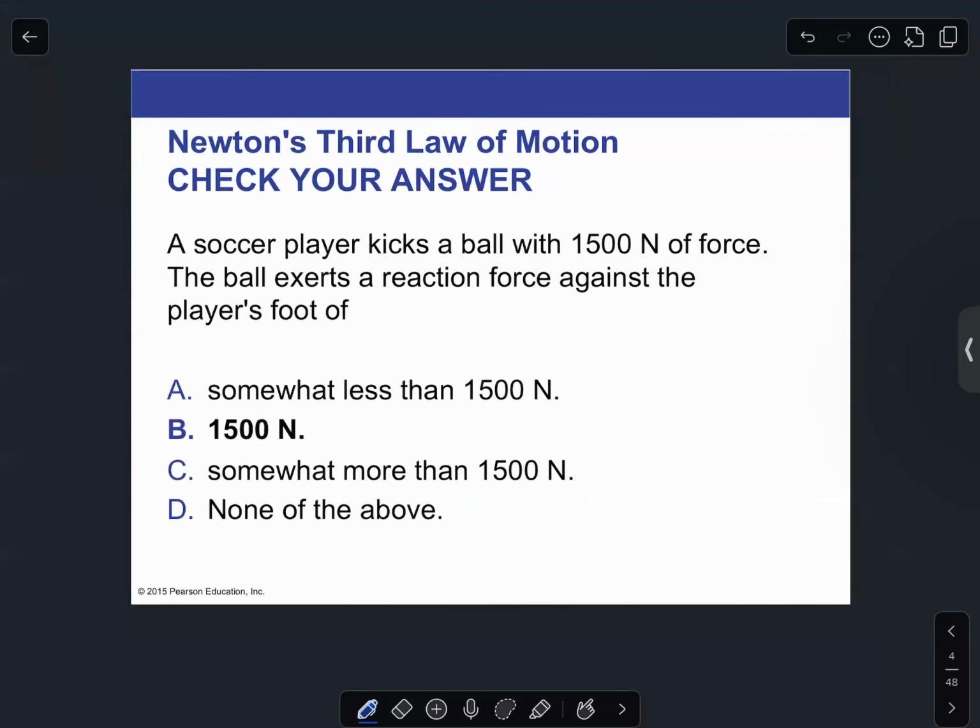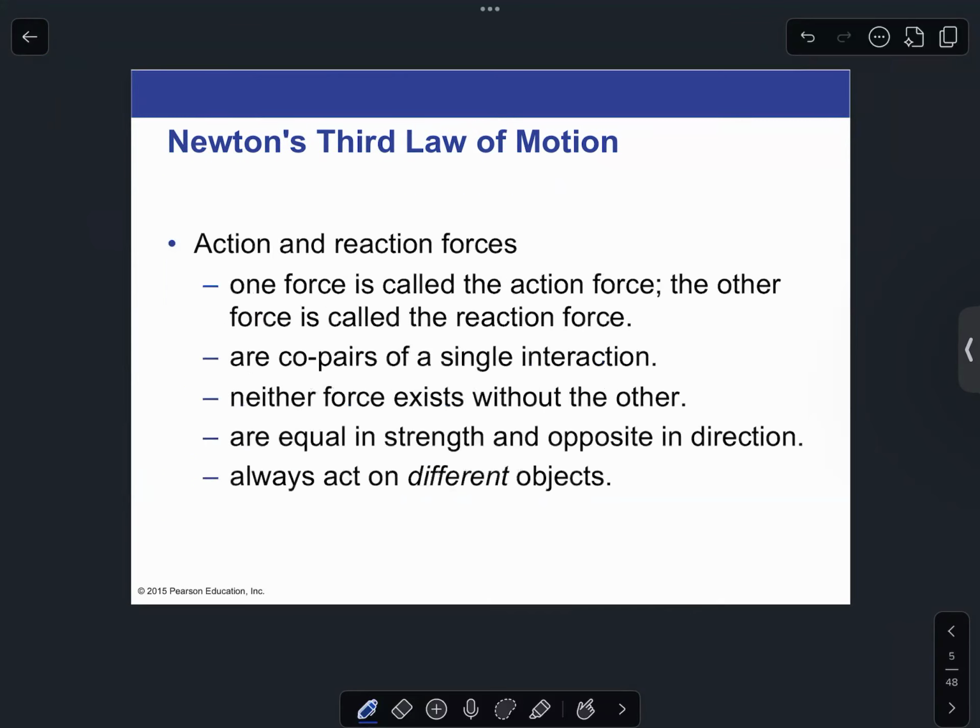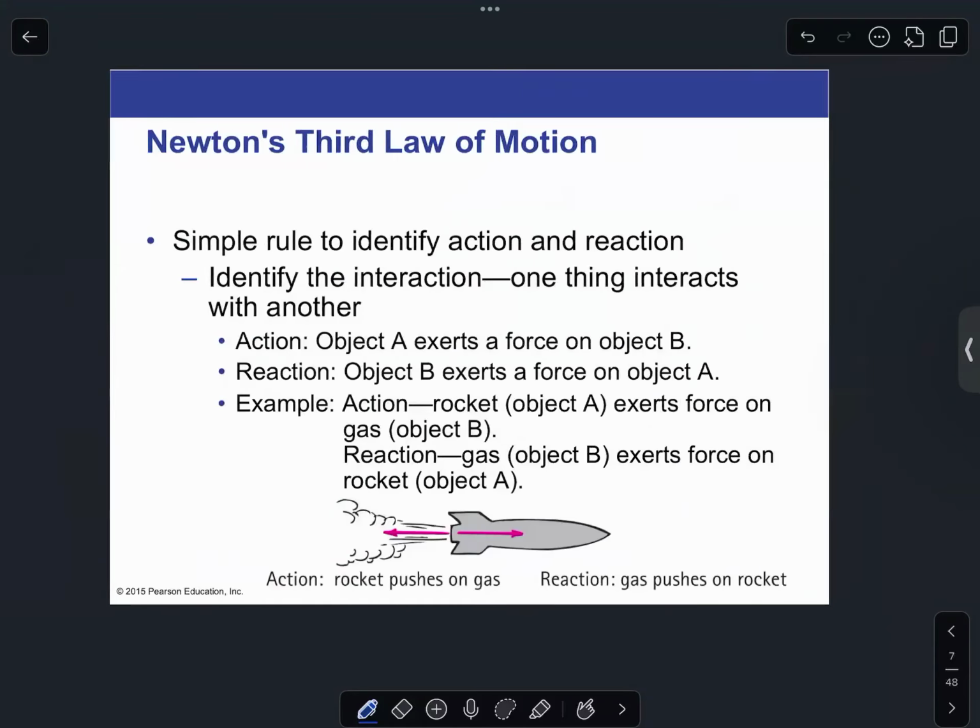And again, what's one reason why the ball goes flying and hopefully the soccer player does not? Less mass, equal force, more acceleration. More mass, equal force, less acceleration. Good. I'm going to skip action and reaction.